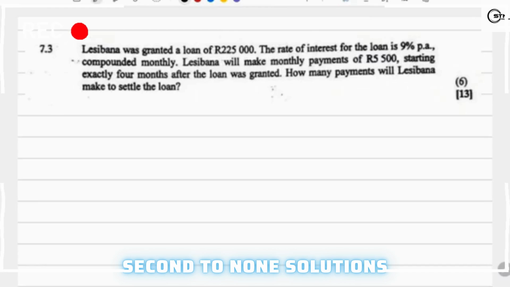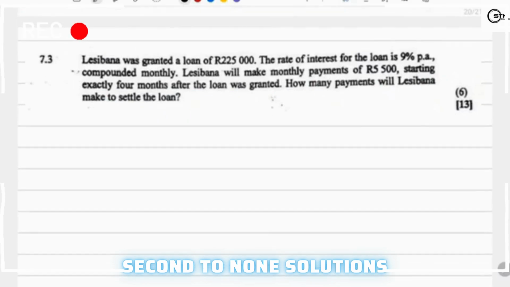And 7.3 says, Lesibana was granted a loan of 225,000 Rand. The rate of interest for the loan is 9% per annum compounded monthly. Lesibana will make monthly payments of 5,500 starting exactly 4 months after the loan was granted. How many payments will Lesibana make to settle the loan?